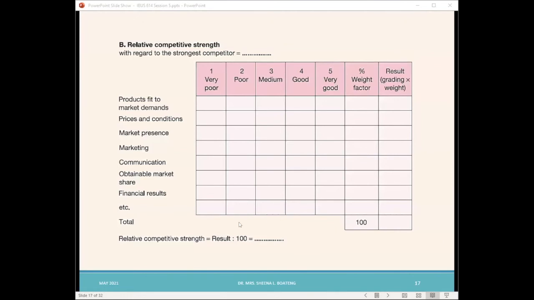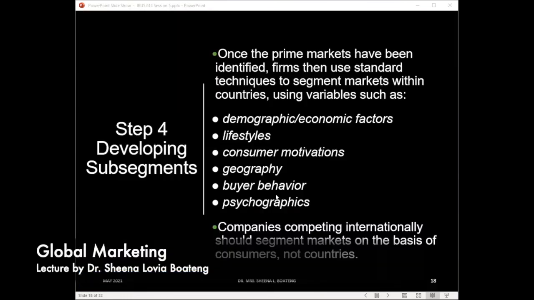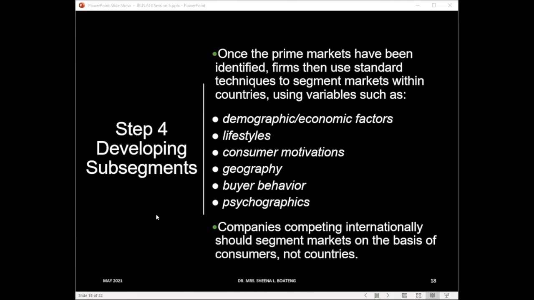So that is it for the fine-grained and coarse-grained screening. So once the screening is done, the next thing is to look into developing the sub-segments in these different markets that we are talking about, which are usually countries or regions. So you notice that we have discussed all these sub-segments in our previous session. Remember the session where we talked about segmentation, targeting, and positioning. We discussed everything from demographic factors to economic factors to lifestyles, consumer motivations, geography, buyer behavior, psychographics. We talked about all these things.